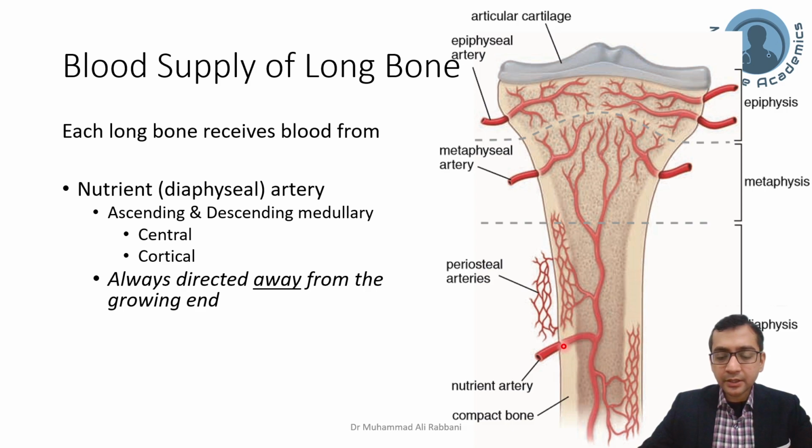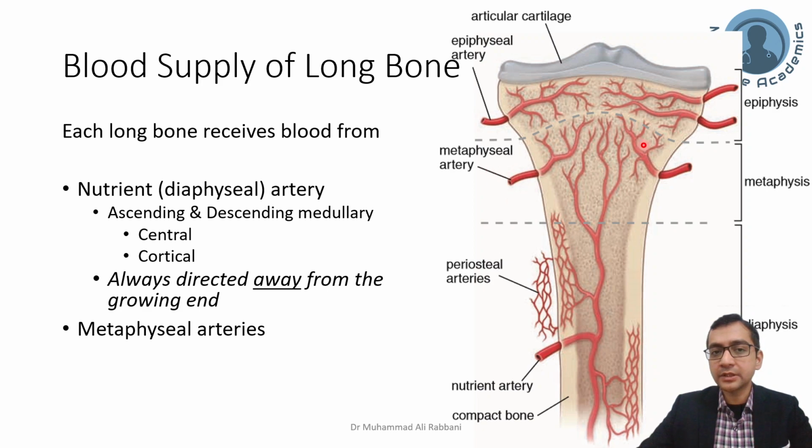The direction of the nutrient artery, according to the rule of ossification, is always away from the growing end. Metaphyseal artery: the name indicates these enter at the sites of the metaphysis. So it enters here and they join the network of the arteries that are created by the nutrient arteries.